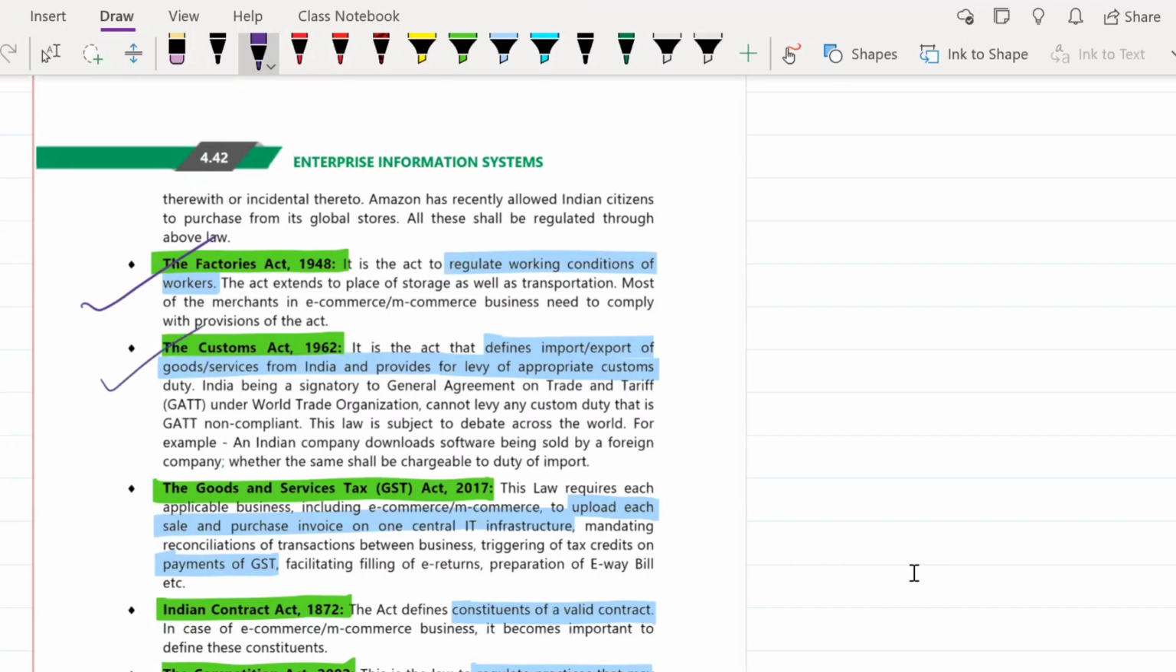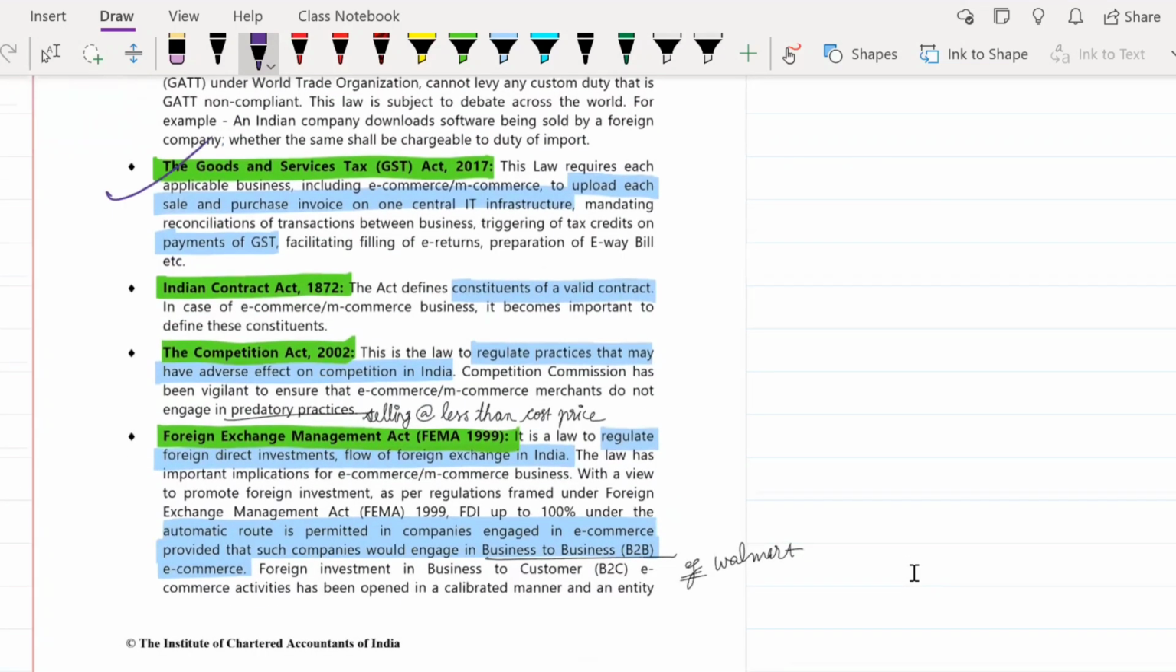If there is any import or export of goods and services from India, then how customs is going to be applied on it, what the taxes are, or how much percentage tax is going to be applied on it, the GST Act is going to be applicable. Then the Contract Act is going to be applicable, because when you place an order and someone accepts the order, that is like a contract between you two, where one is liable to make the payment and the other is liable to deliver the product. So a contract gets constituted there. So the Indian Contract Act is also applicable.